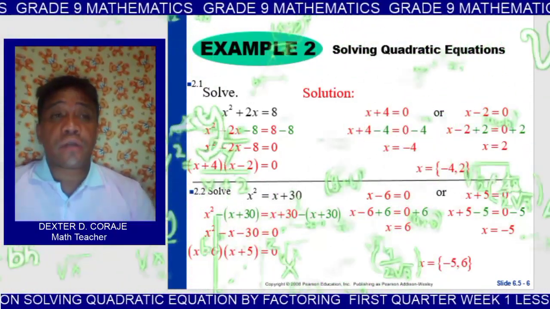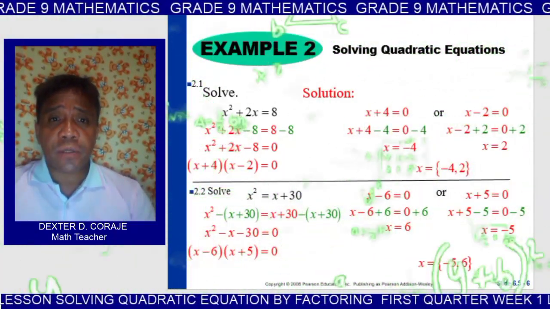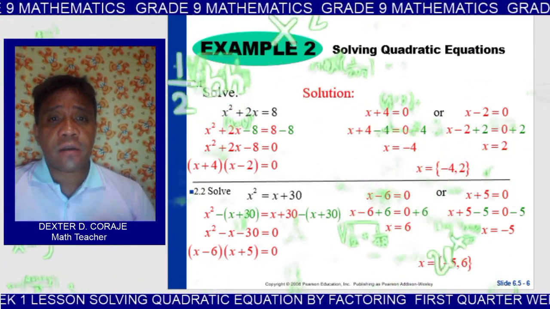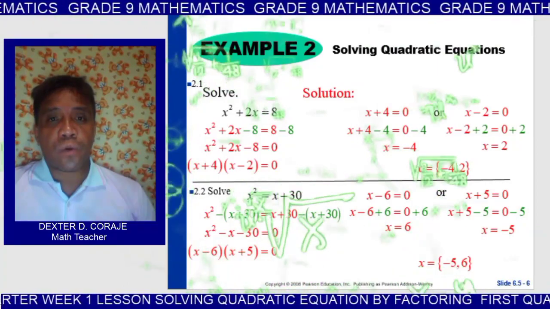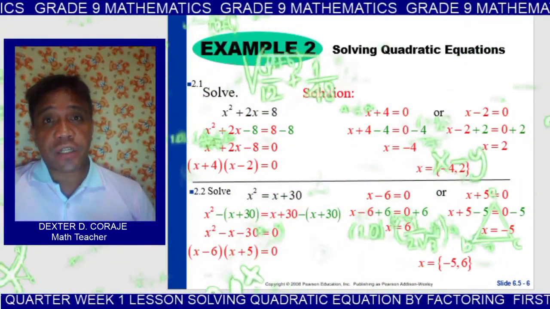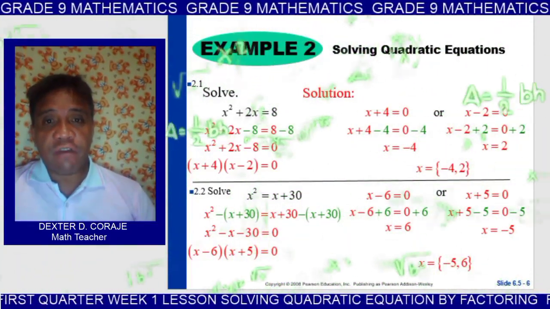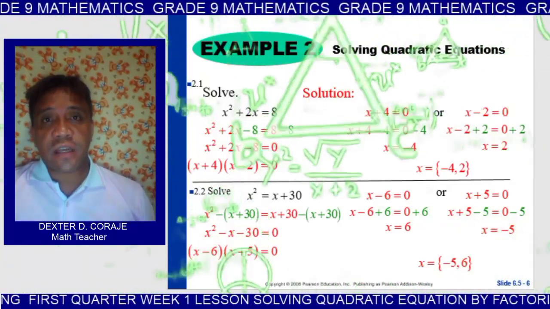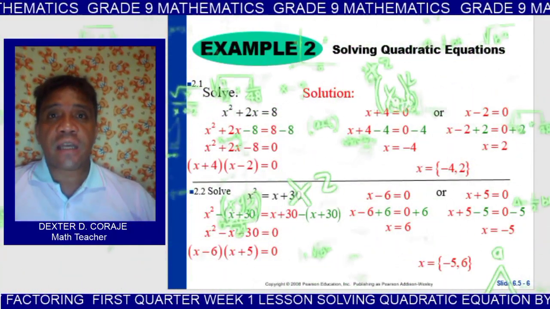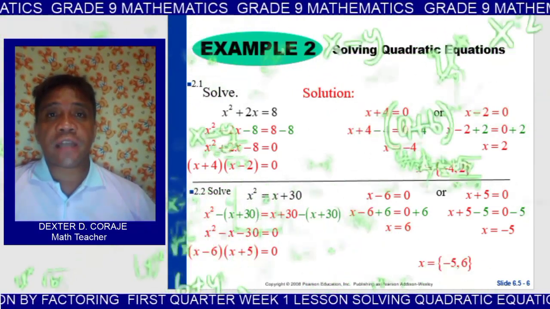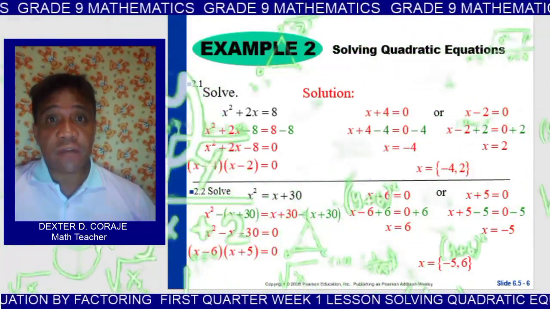And now we are in the second problem of example number 2, and that is still the same. We are solving, so we are looking for the value of x. From the given, x squared is equal to x plus 30. Take note that the right side of the equation is x plus 30.